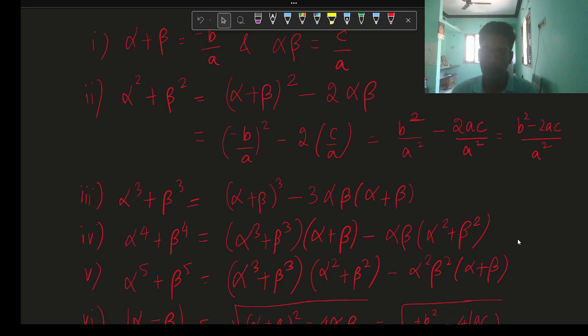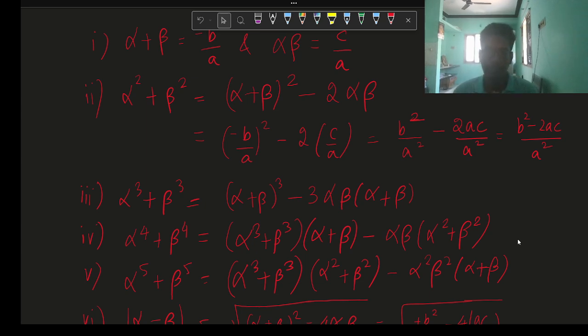So for alpha power 4 plus beta power 4, we need to know alpha plus beta, alpha square plus beta square, and the relation alpha cube plus beta cube. With that only you can achieve the result of alpha power 4 plus beta power 4. Same way for alpha power 5 plus beta power 5. Alpha square plus beta square you need to know, alpha cube plus beta cube you need to know, and alpha beta you need to know, and alpha plus beta also you need to know. With that only you can expand this relationship.